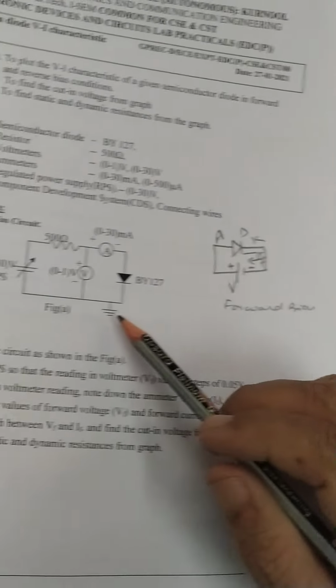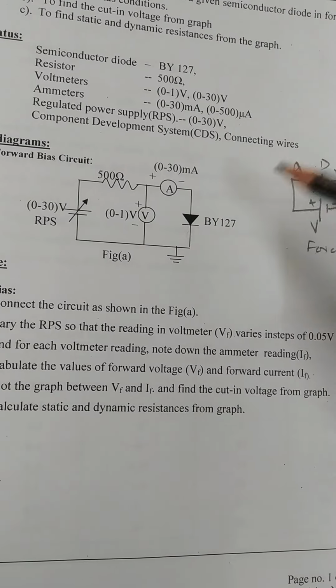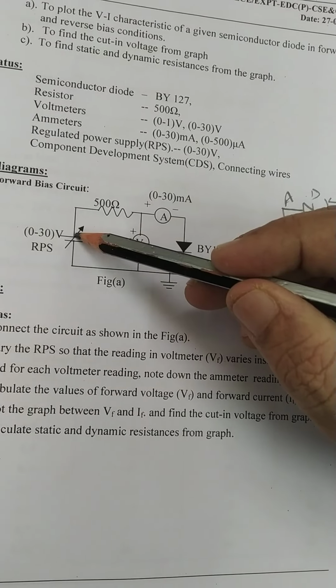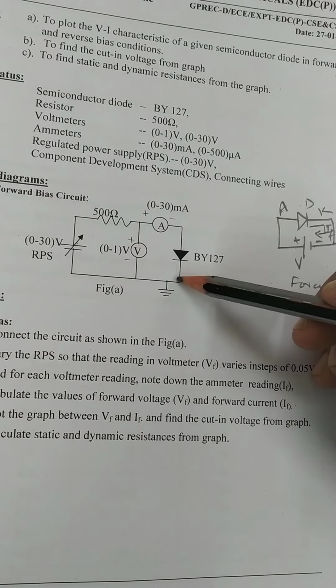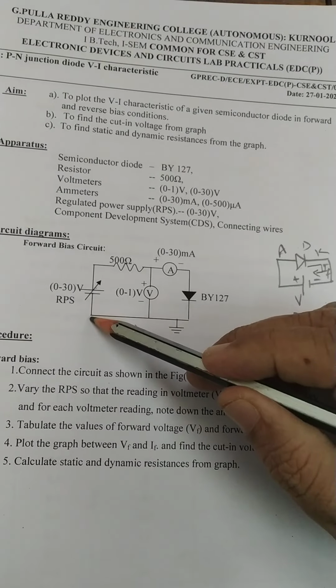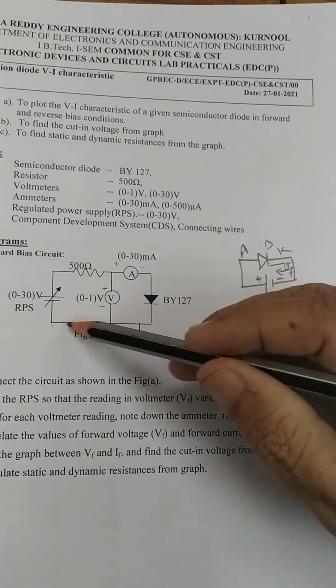Now coming to the experimental setup in the laboratory. The anode is connected to the positive terminal of the RPS. The cathode is connected to the negative terminal of the regulated power supply, that is RPS. Now obviously it is connected to the ground point.